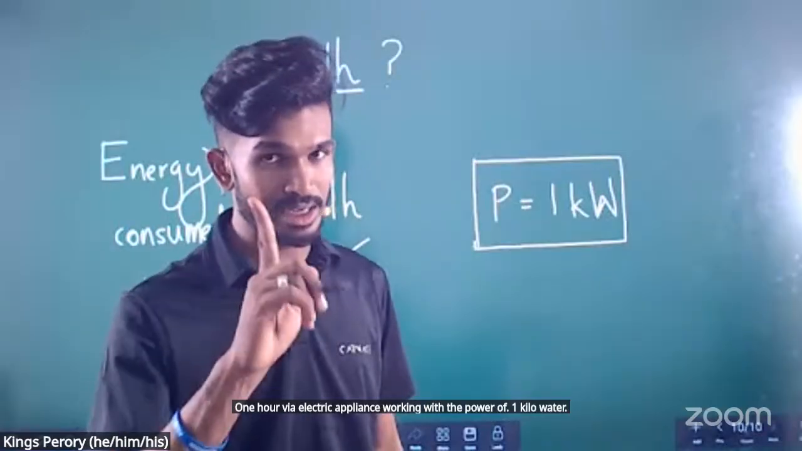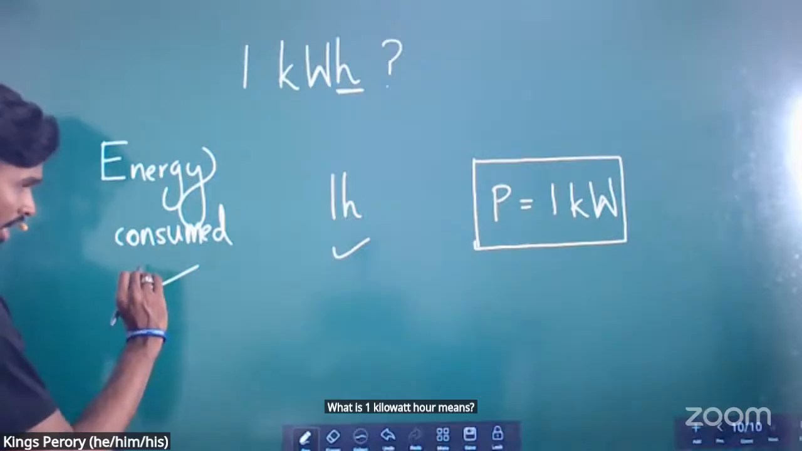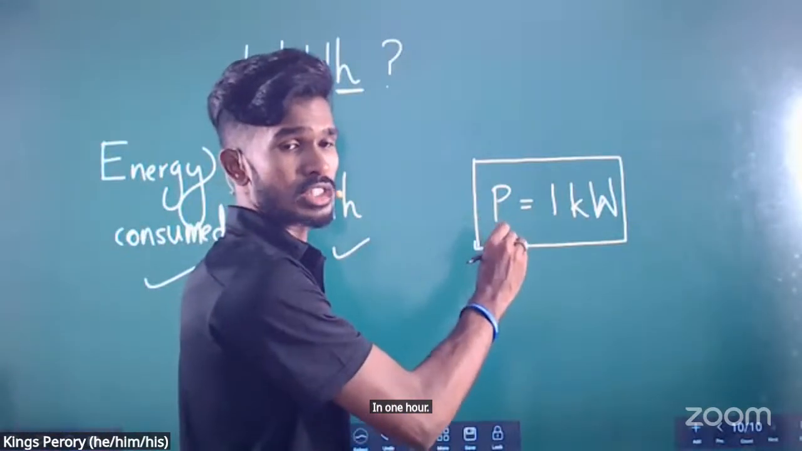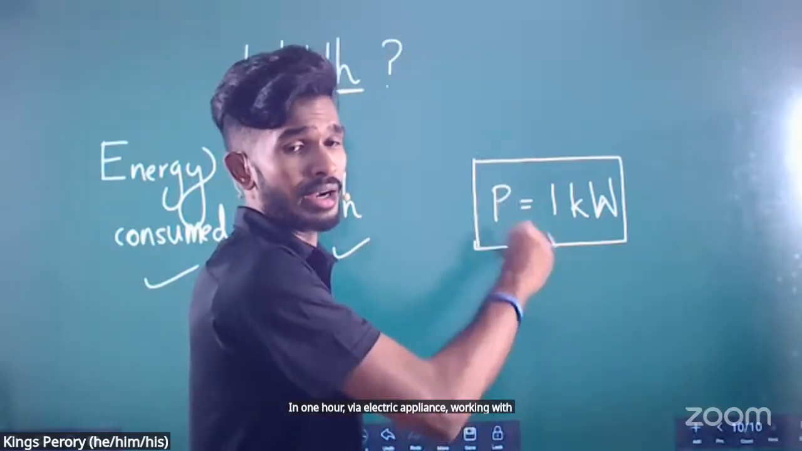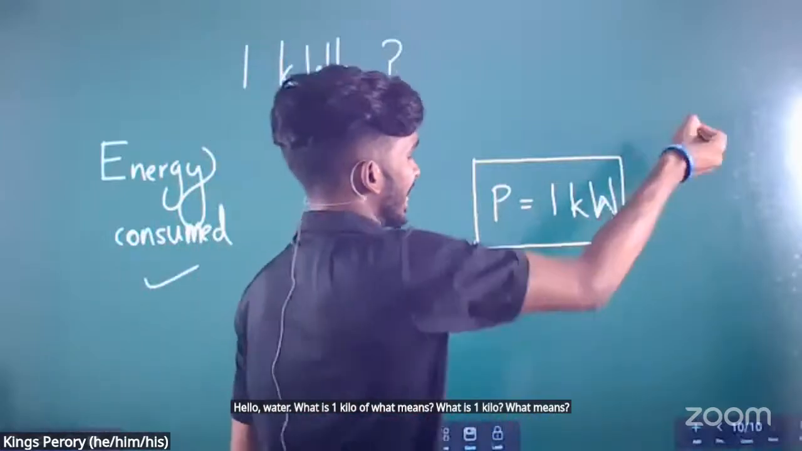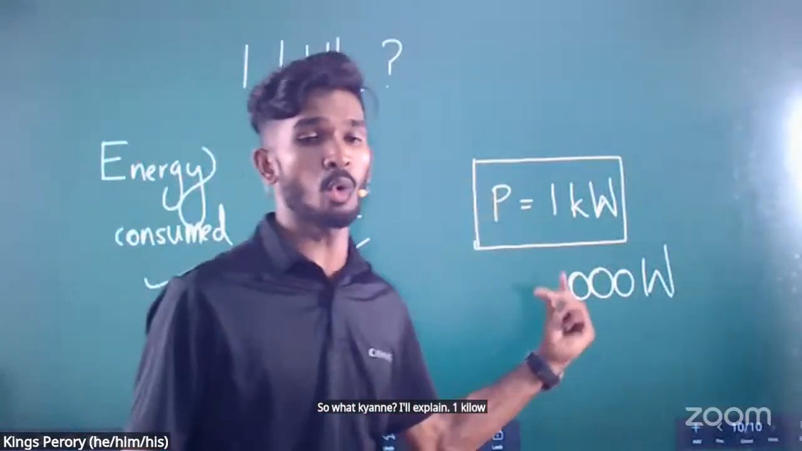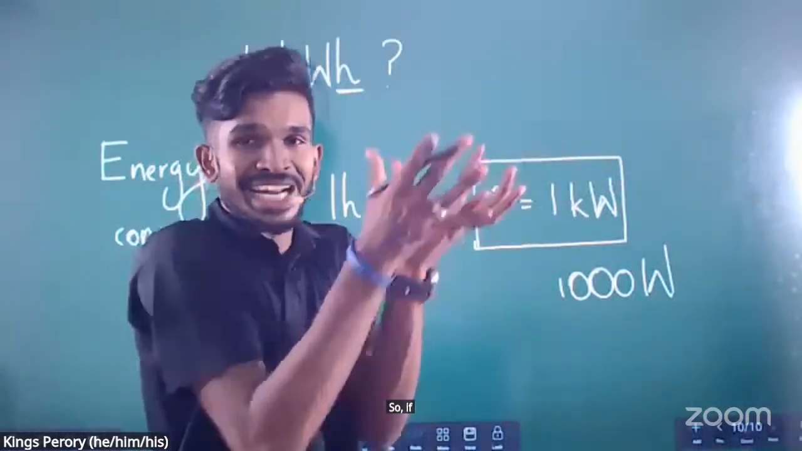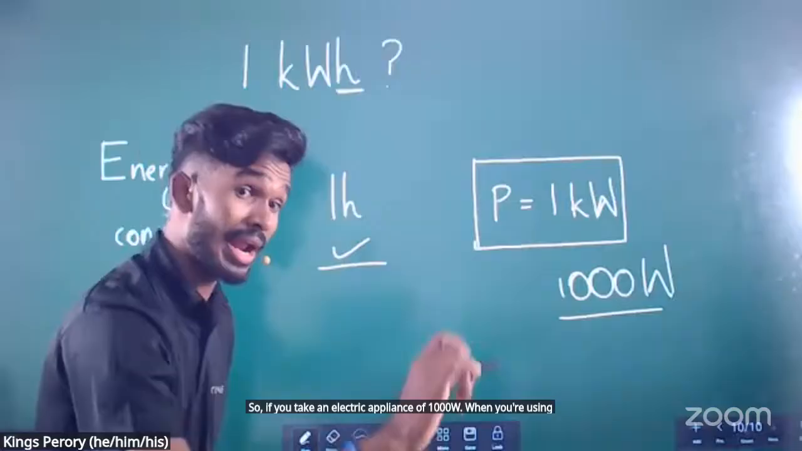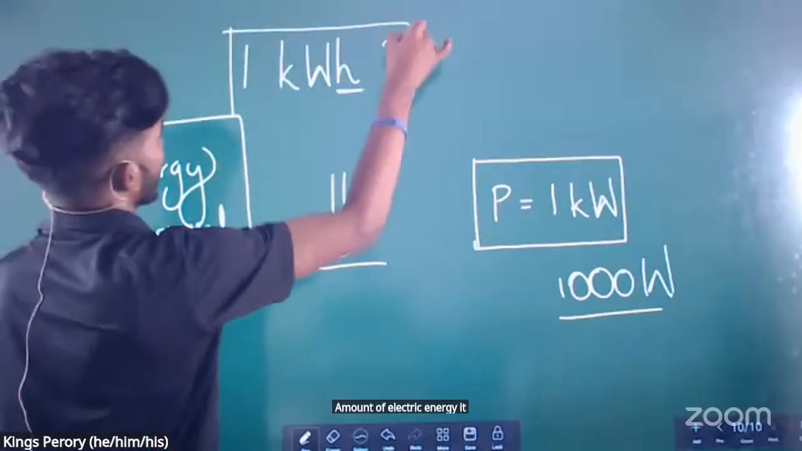Again, I repeat, carefully follow the words I'm using. What is 1 kilowatt hour? Amount of electric energy consumed in 1 hour by an electric appliance working with a power of 1 kilowatt. What is 1 kilowatt? 1 kilowatt is 1000 watt. I'll explain. So if you take an electric appliance of 1000 watt, when you are using it for 1 hour, the amount of electric energy it consumed is 1 kilowatt hour.